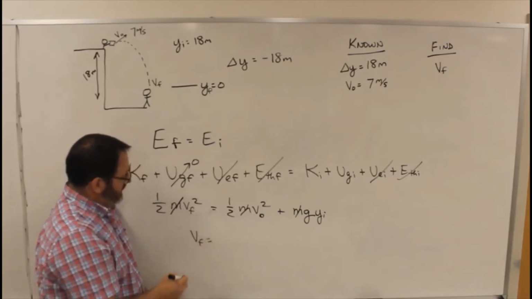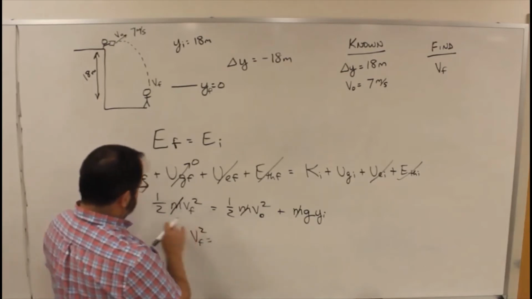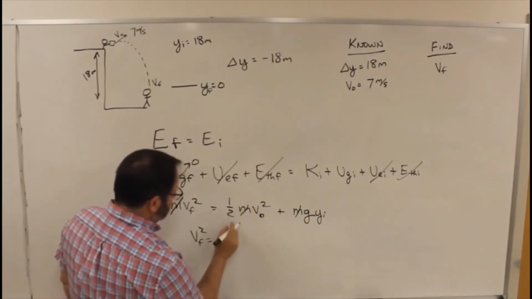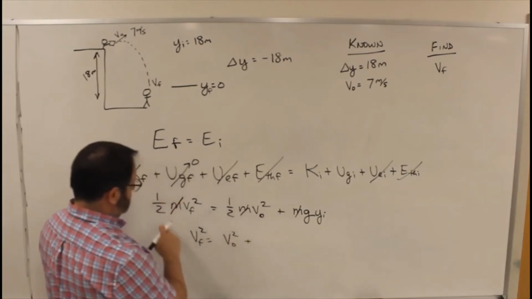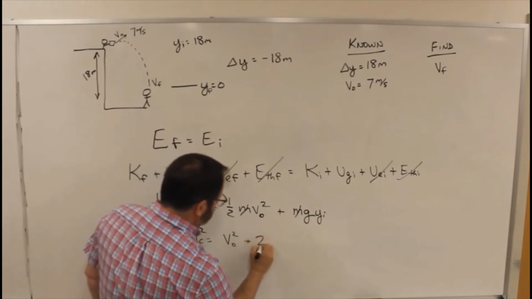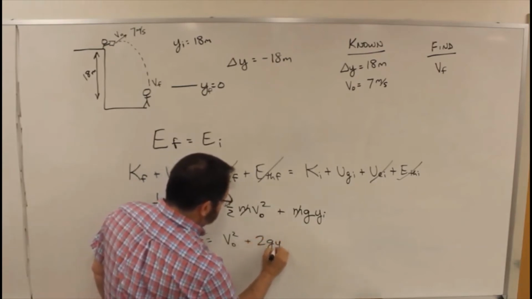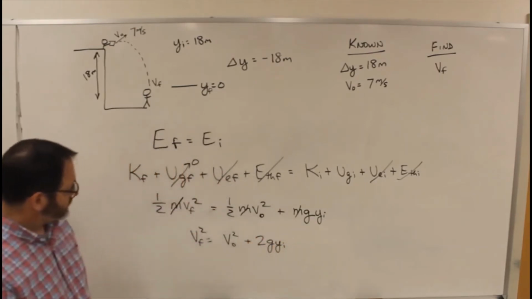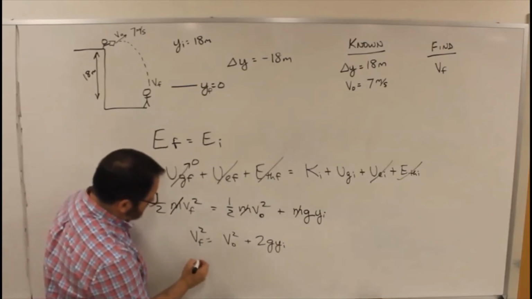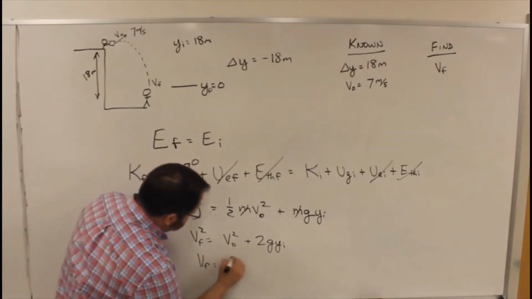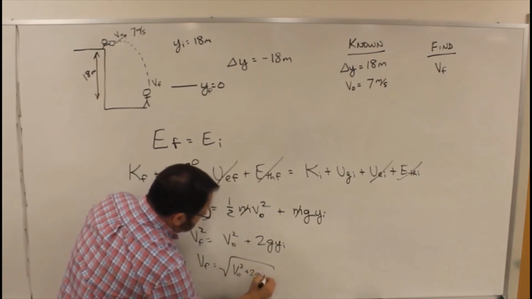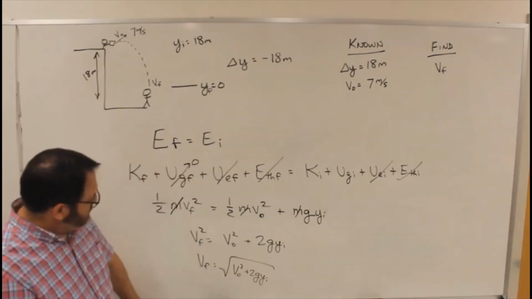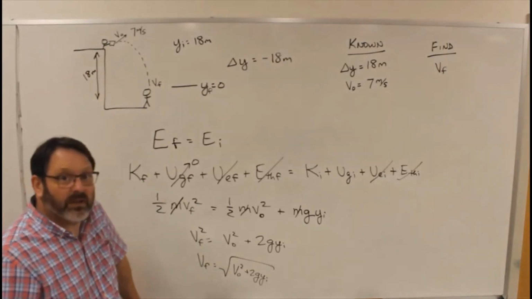V final squared is 2 times all of this, so it's V naught squared plus 2g y initial. So V final is the square root of that: V naught squared plus 2g y initial. You notice that the angle never even appeared?